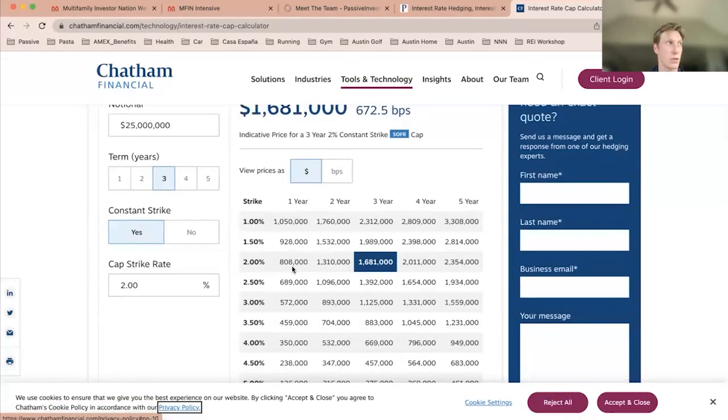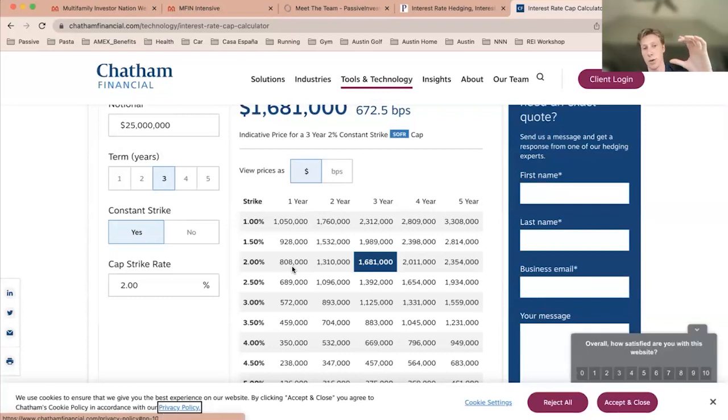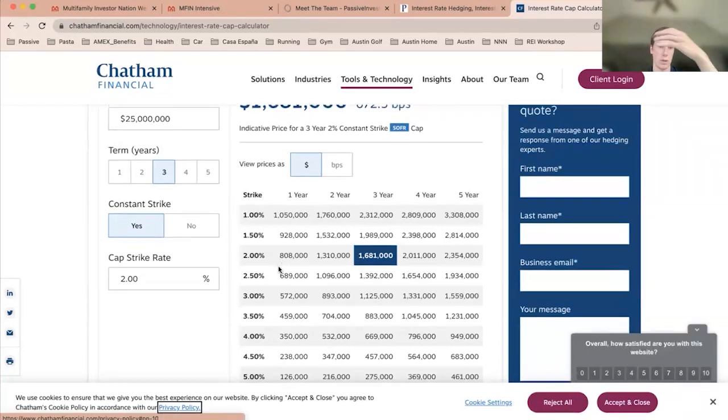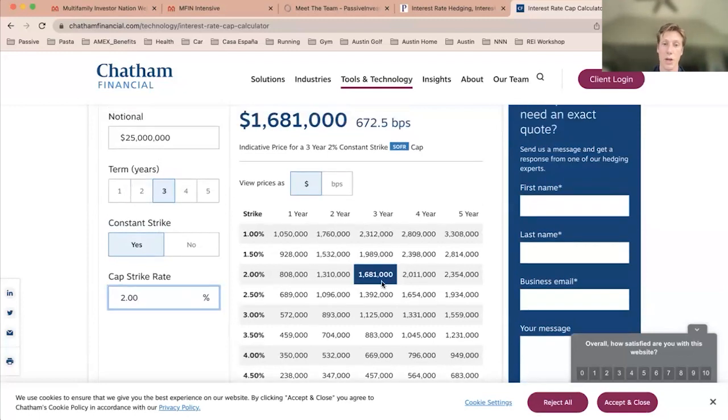What a rate cap is, it won't allow that variable rate to go up above a certain amount. So they're called a strike price, 2%. So you get 350 bips of a spread and you buy a 2% rate cap on a $25 million loan. That will cost you $1,681,000. And you cap that interest rate at 5.5%. And what we've implemented into our model is where that $1.68 million comes from.